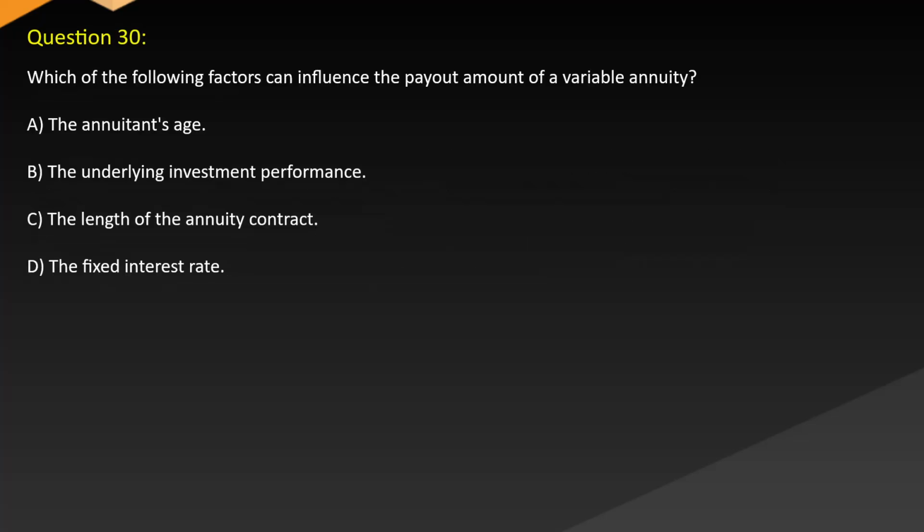Question 30. Which of the following factors can influence the payout amount of a variable annuity? A. The annuitant's age. B. The underlying investment performance. C. The length of the annuity contract. D. The fixed interest rate.